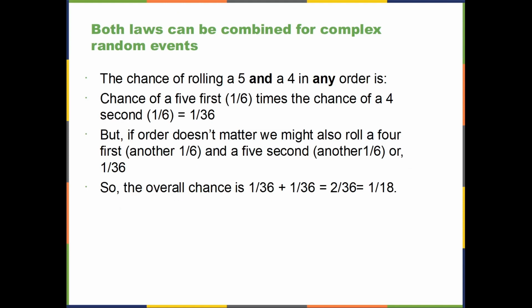All right, so both laws can be combined for complex random events. The chance of rolling a 5 and a 4 in any order is the chance of a 5 first, 1/6 times the chance of a 4 second. It's 1/36. But if the order doesn't matter, we might also roll a 4 first, 1/6, and a 5 second, 1/6, or 1/36. So the overall chance is 1/36 plus 1/36 is 2/36, which is 1/18. All right.